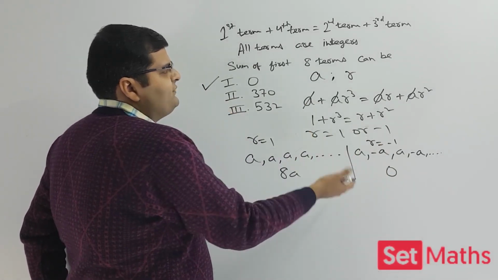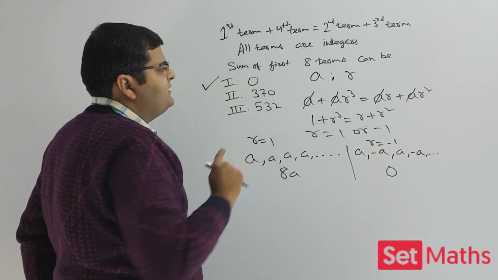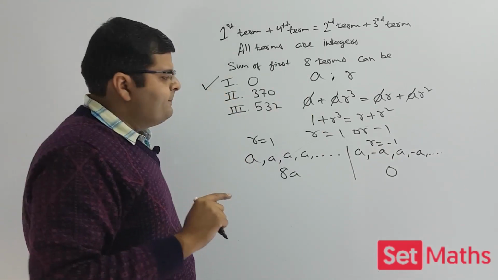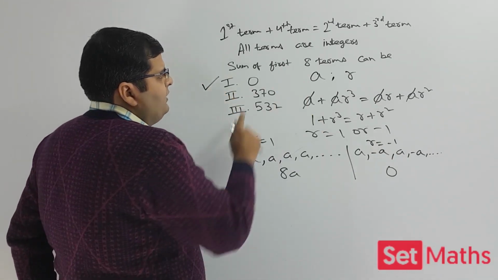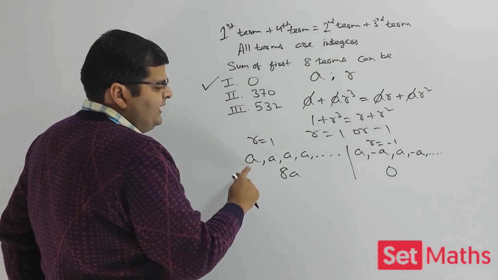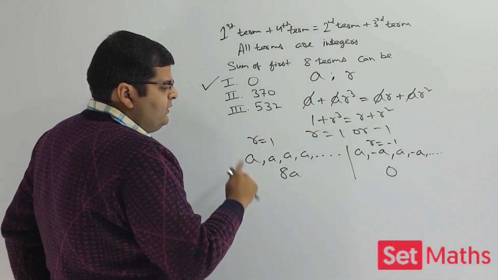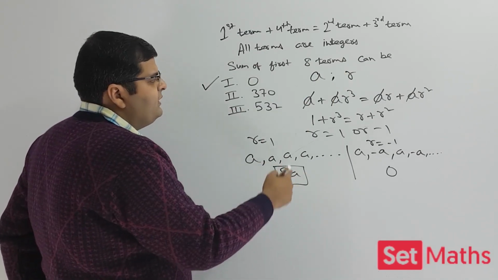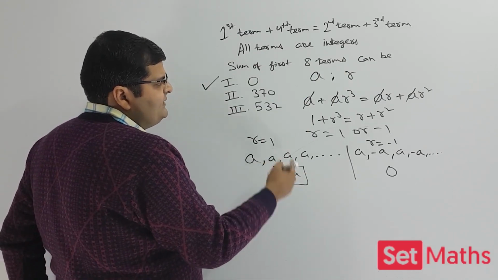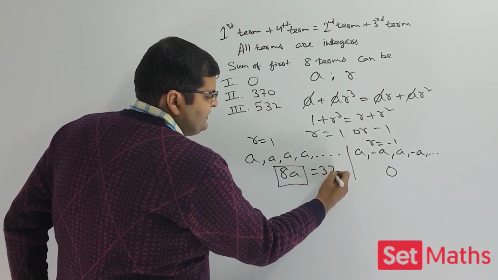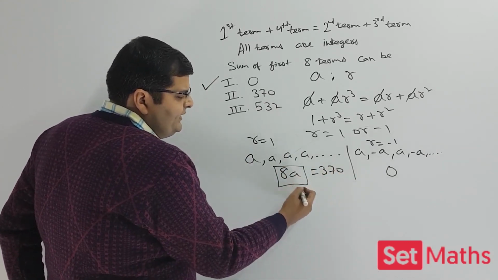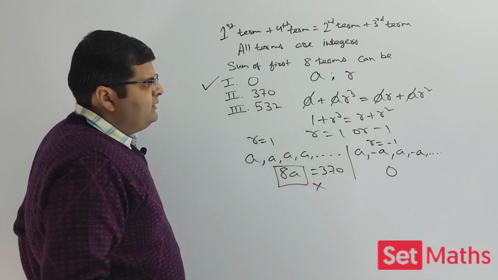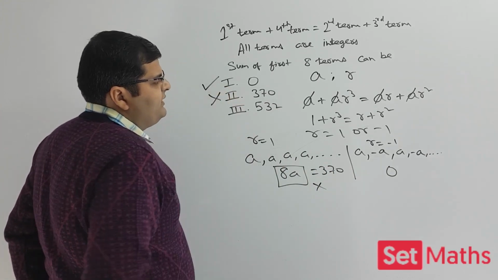Now looking at the second and the third scenarios, over here definitely r cannot be minus 1, because when r is minus 1, whatever the value of a is, sum is coming out to be 0. Now when r is equal to 1, all the terms are integers. That means a is an integer. That means 8a should be an integer, which is the sum. So if I put 8a as 370, can we get a to be an integer? No, we can't. So 370 is incorrect.